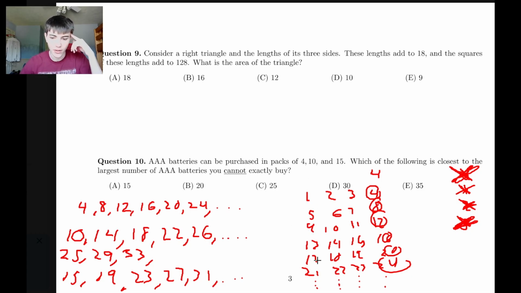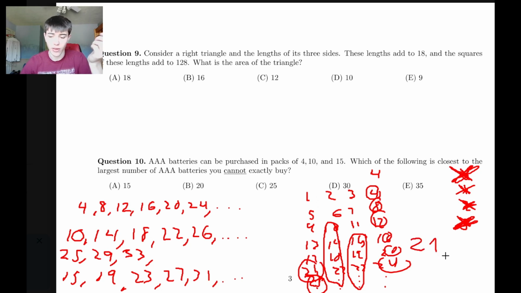Here we got to go another row, 25. We can make all those, right? We can make everything past 25. We can make everything past 10, and we can make everything past 15, right? So which of these numbers is biggest that we didn't circle? It would be this one right here, 21. So 21 is the largest number that we can't make, because these are all the numbers we can't make, these ones. And 21 is the largest.